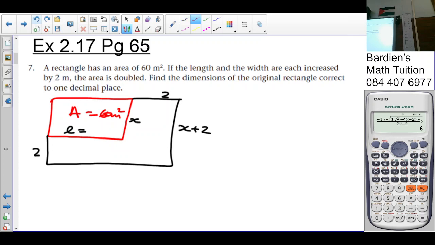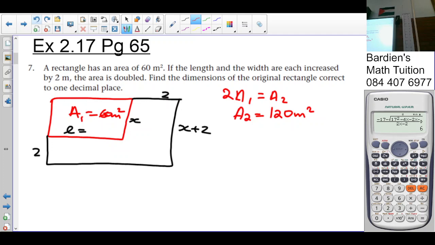Alright. Then we are told the area is doubled. By doing that, the area of the second is twice the area of the first. So if the area 1 is 60, then the area of the second rectangle is going to be 120, not so? 120 meters squared. Find the dimensions of the original rectangle correct to 1 decimal place.